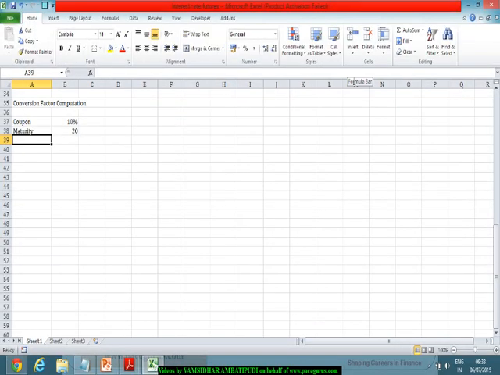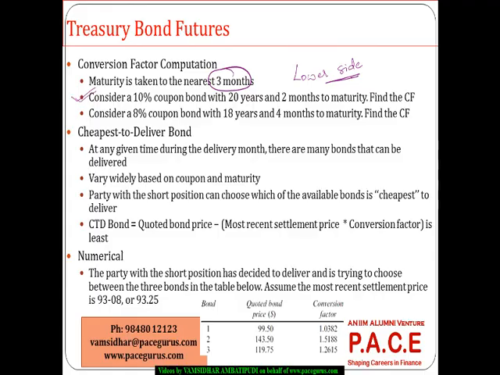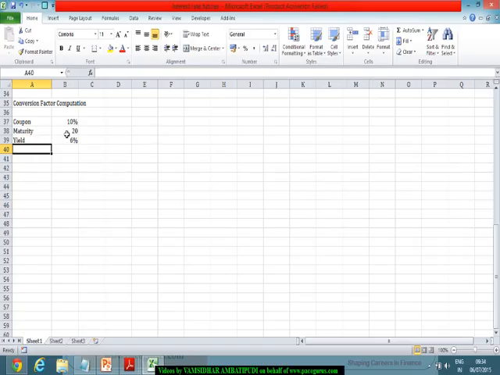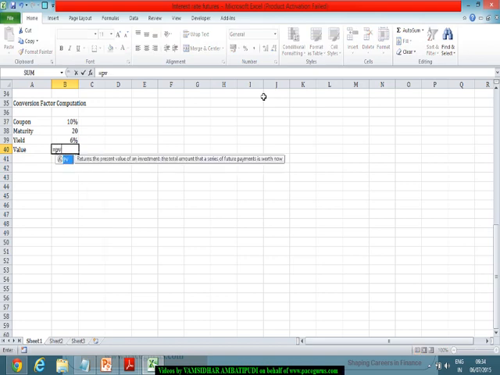So if I want to find the conversion factor, now I know that the yield in this case is 6%, because the conversion factor is always computed based on this 6% itself, right? So which means I can directly find out the price or value of this particular bond. I'll find the value using the present value, PV. The rate is the yield that is there. I'll take it on a semi-annual basis, so this forms my rate.